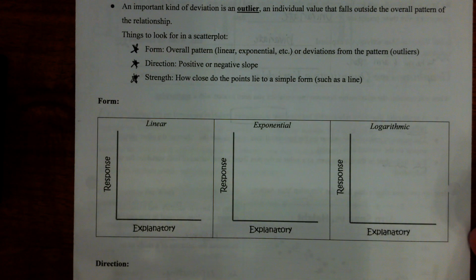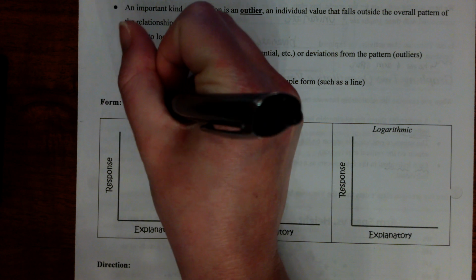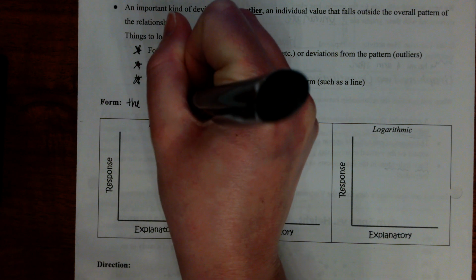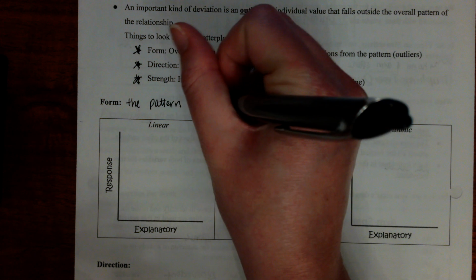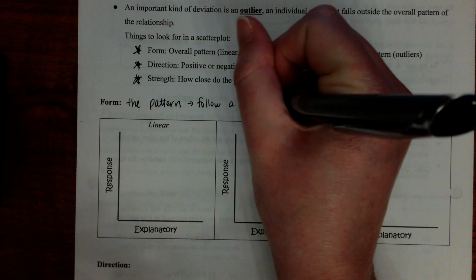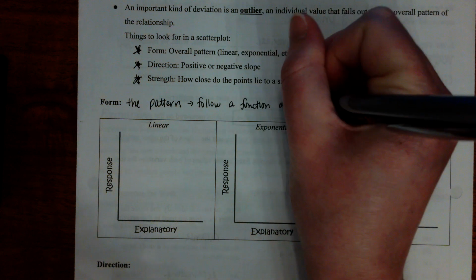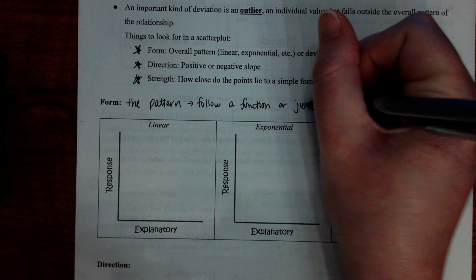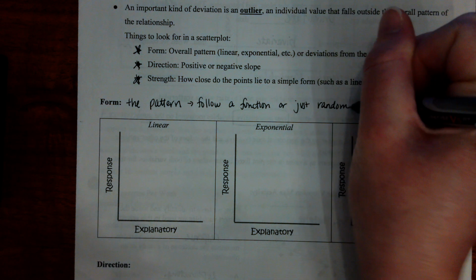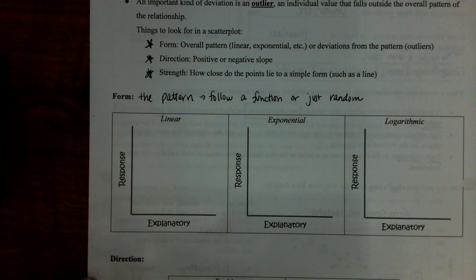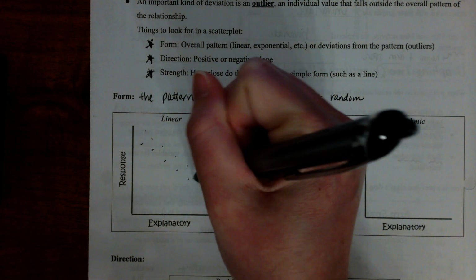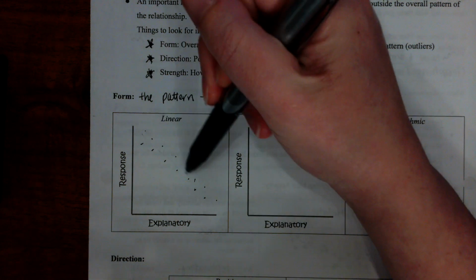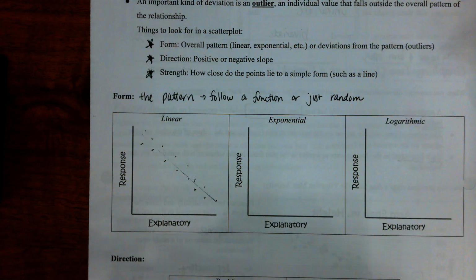So remember, looking at form, this is the pattern. So we're looking for a pattern here to see if there's anywhere that it can follow the function. So the pattern, does it follow a function? Or is it just random? So if it's a linear function, the points are going to be following some type of line. So I'm going to have points that I can look at my line through here and they form that straight line.